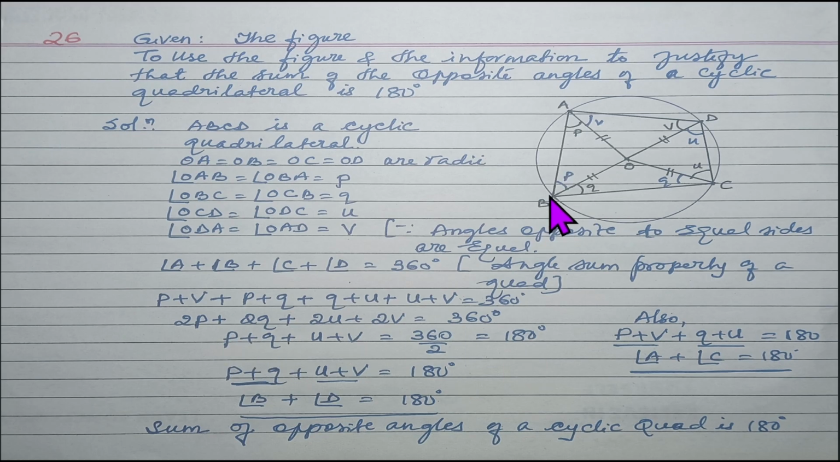P plus Q, if you observe, is angle B and U plus V is angle D, that means angle B plus angle D is equal to 180 degrees. That means the sum of the opposite angles of the cyclic quadrilateral are supplementary, and that is what we had to prove. And also if you rearrange this and add, we get P plus V is equal to Q plus U. P plus V is A and Q plus U is C, therefore angle A plus angle C is also equal to 180 degrees, and that is exactly what the proof asked, and we have proved it.